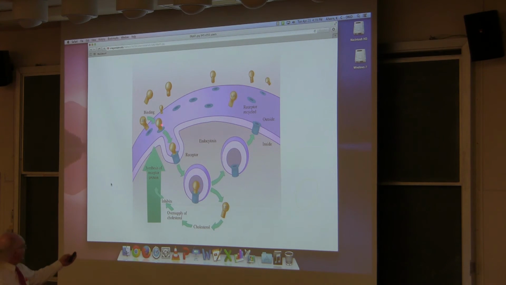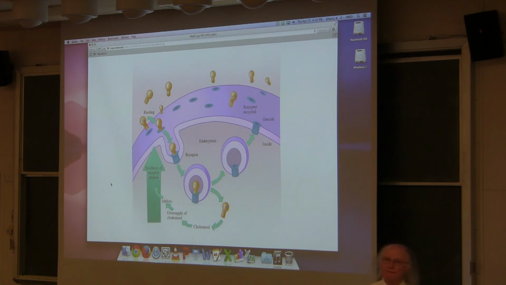What happens is the LDL, which is floating around in our blood, attaches itself to a receptor on the cell surface, and then the cell engulfs that thing and basically eats away the middle. So this method is another way of getting things into cells. Receptor-mediated endocytosis.